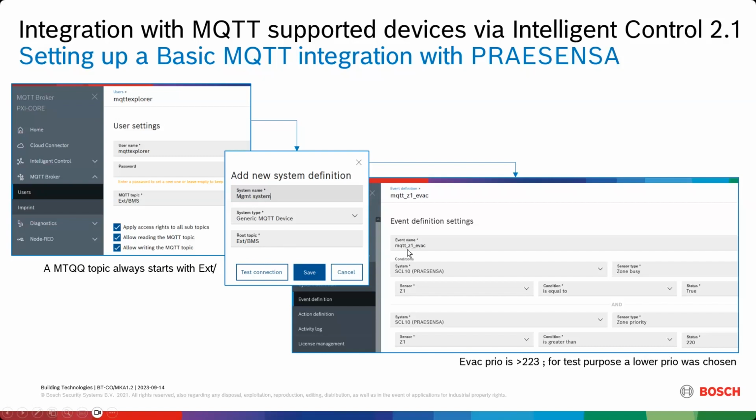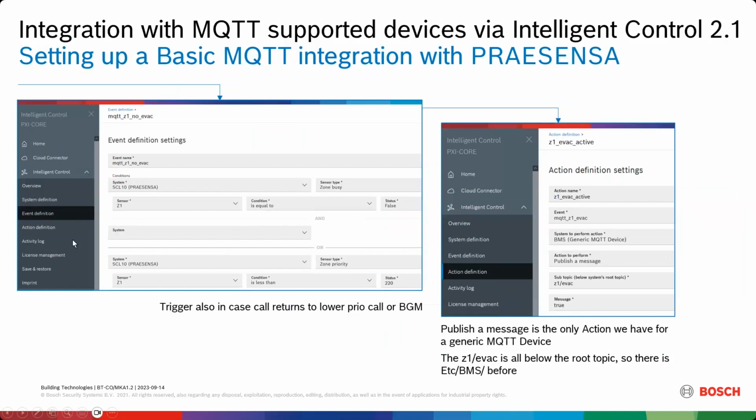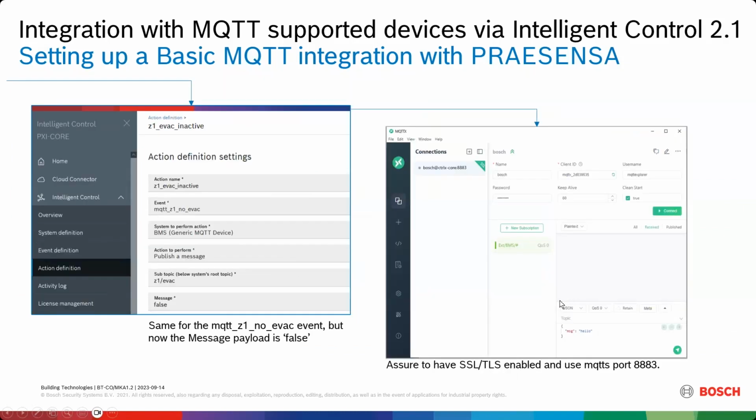Like here, I say this zone 1 evac event that I'm going to trigger, and then this will trigger a call, and that will also update the MQTT event. This action is set z1 evac active, which will then publish the message. In this case, the subtopic is z1 evac, which is published back to the MQTT device. So this is the information which the MQTT device will get from you at the moment that you really create a call.